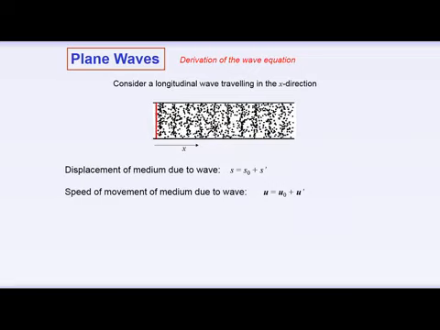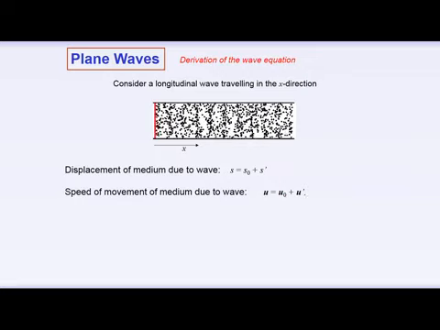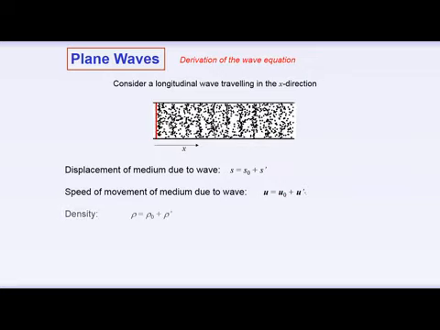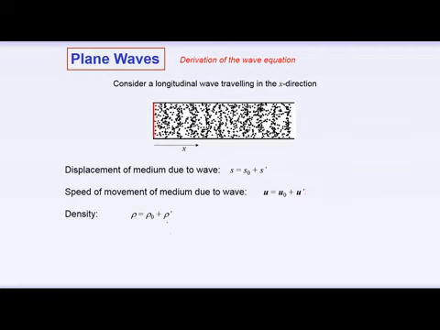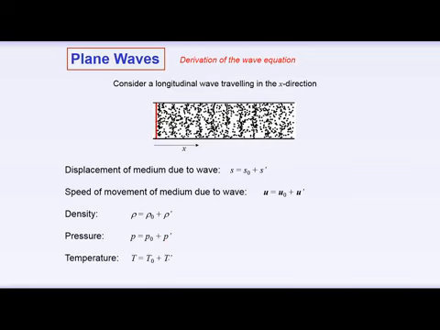Its mean velocity in this case is going to be 0, so u naught would be 0, and there's a fluctuating component which will be u prime. Then we can go to the other parameters: density, some mean and fluctuation; pressure, a mean and a fluctuating quantity; and temperature, a mean and a fluctuating quantity.